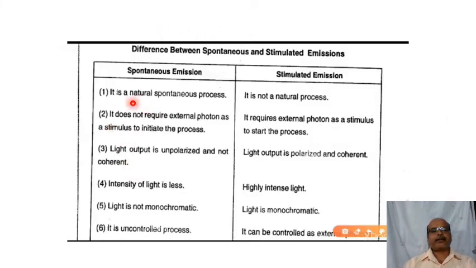Again, another difference: it is a natural, spontaneous process. It is not a natural process. It does not require an external photon as a stimulus to initiate the process. It requires an external photon as a stimulus to start the process. Light output is unpolarized and not coherent. Light output is polarized and coherent. Intensity of light is less. Highly intense light is there. Light is not monochromatic. Light is monochromatic here. It is a controlled process, and it can be controlled externally.